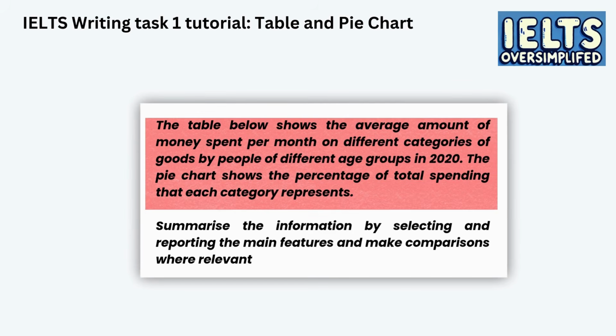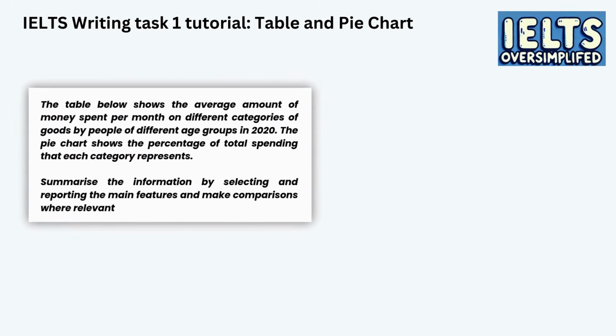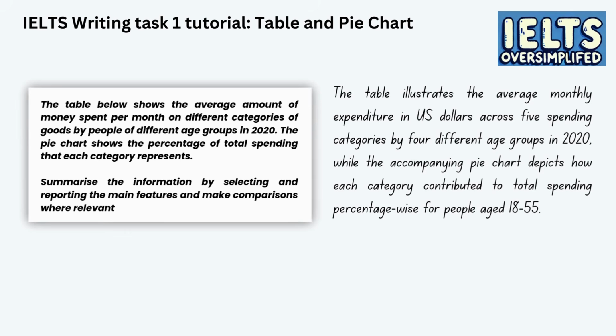The table shows the average amount of money spent per month on different categories by people of different age groups in 2020. The pie chart shows the percentage of total spending that each category represents. We need to rewrite this using synonyms. Here's my introduction. The table illustrates the average monthly expenditure in US dollars across 5 spending categories by 4 different age groups in 2020, while the accompanying pie chart depicts how each category contributed to total spending percentage-wise for people aged 18 to 55.